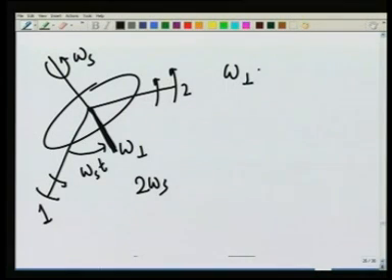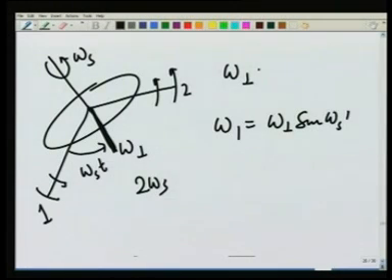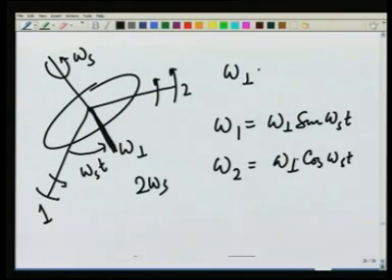Let us try to understand that again. I have omega 1 equal to some constant omega perpendicular sine omega s t, and omega 2 equal to omega perpendicular cosine of omega s t. This was with a minus sign. So, this actually could have been on that side.